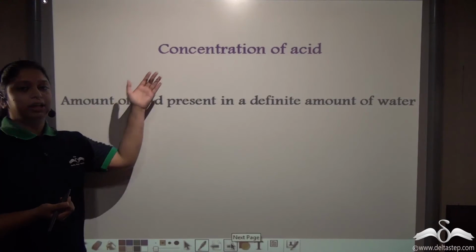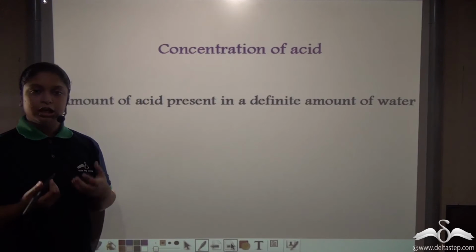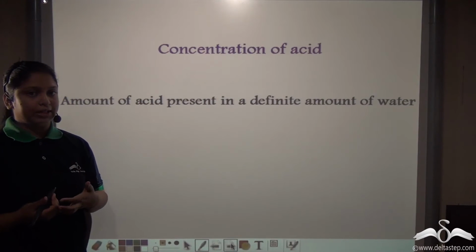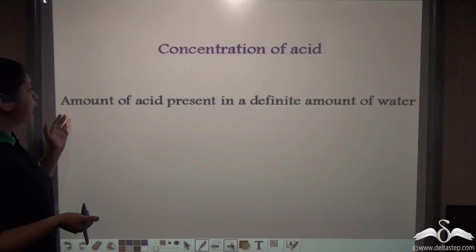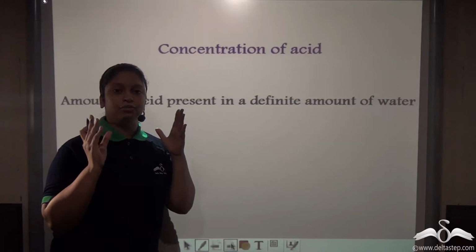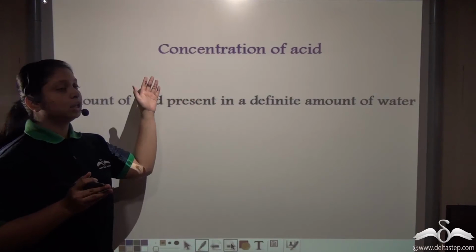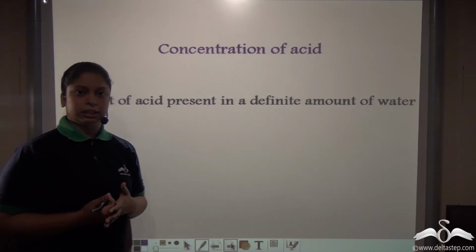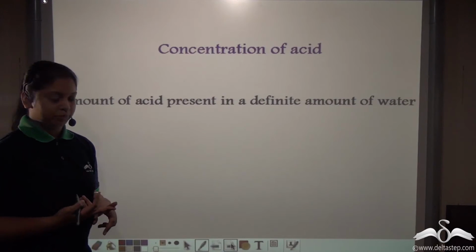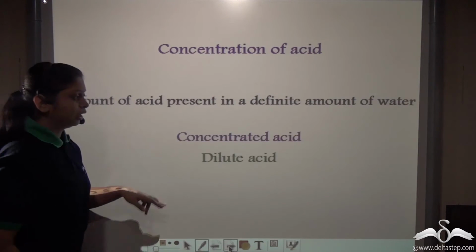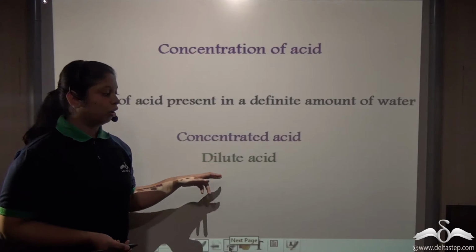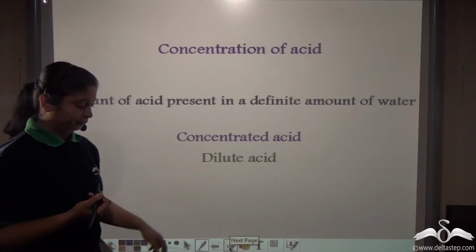Now similarly, even acids have a concentration. So what is the concentration of acid? The amount of acid present in a definite volume of water gives us the concentration of acid. Now acid can be of two types, either concentrated acid or dilute acid.